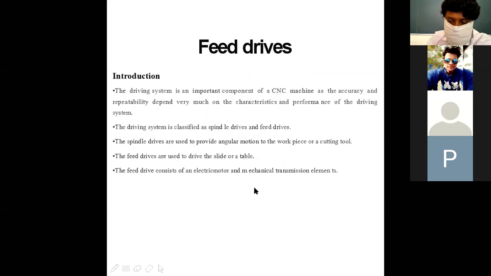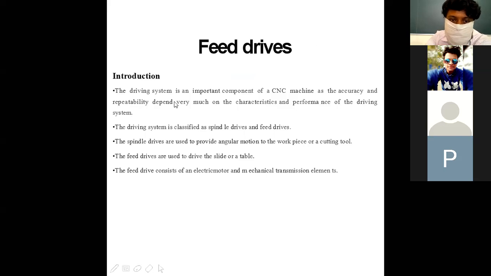Then we will move to the next part of the slides or chapter, that is the second component. They are called feed drives. Now the first component we have discussed, guideways. So two types of guideways, sliding and rolling guideways. Now we must discuss feed drives. Now, what is a feed drive?